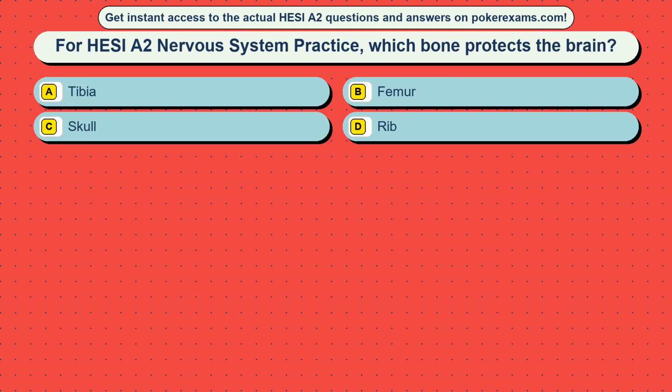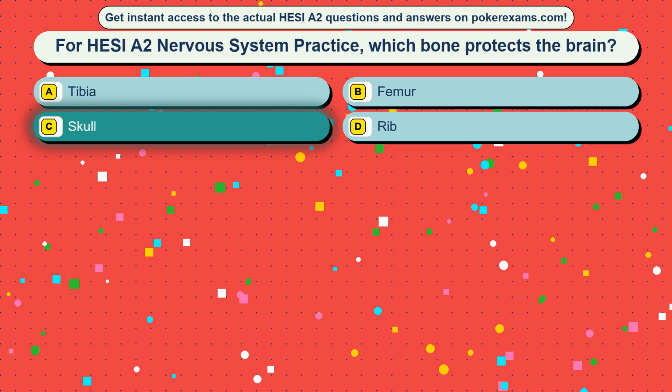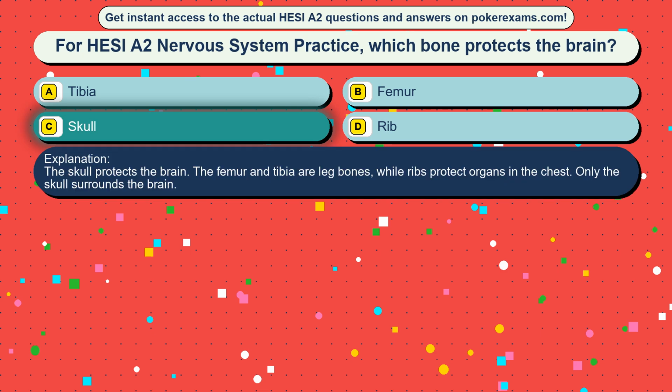Question 32. For HESI A2 nervous system practice, which bone protects the brain? Option A tibia, option B femur, option C skull, option D rib. The correct answer is option C, skull. The skull protects the brain. The femur and tibia are leg bones, while ribs protect organs in the chest. Only the skull surrounds the brain.